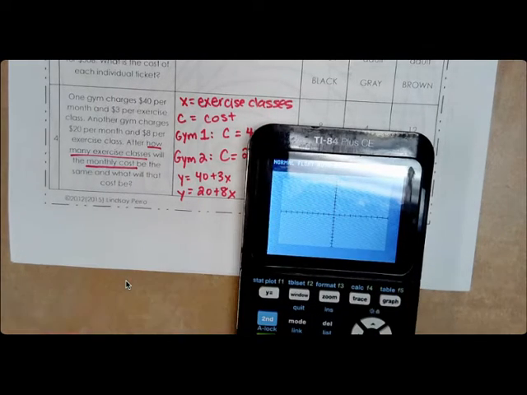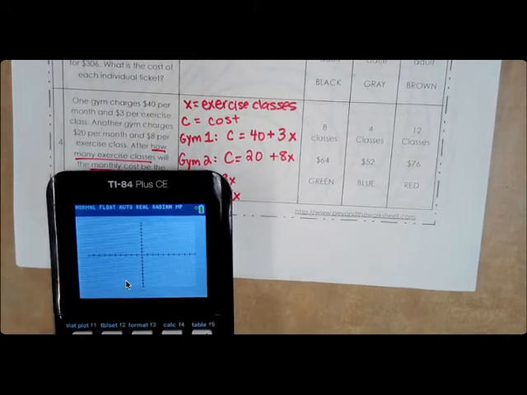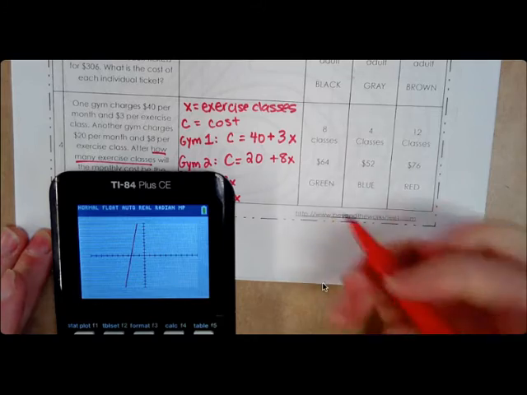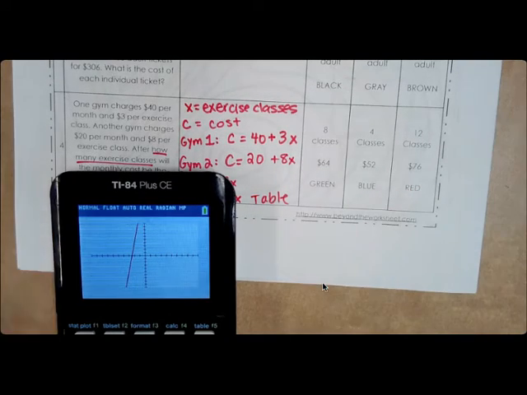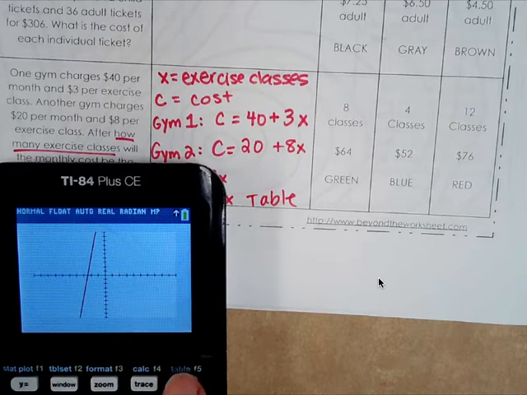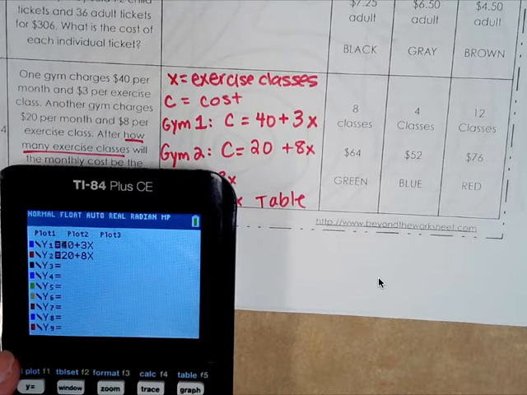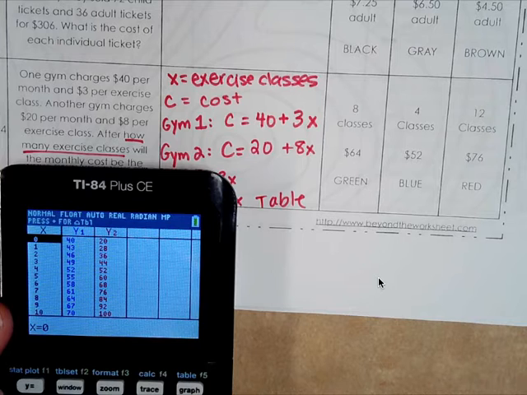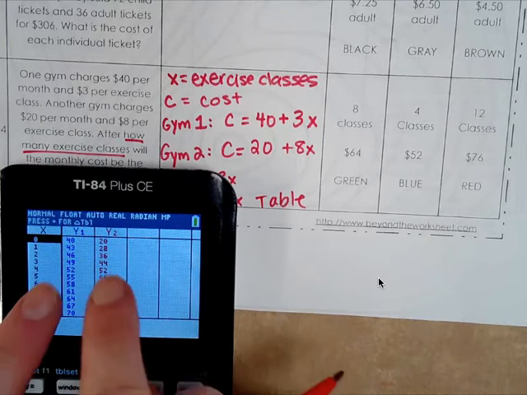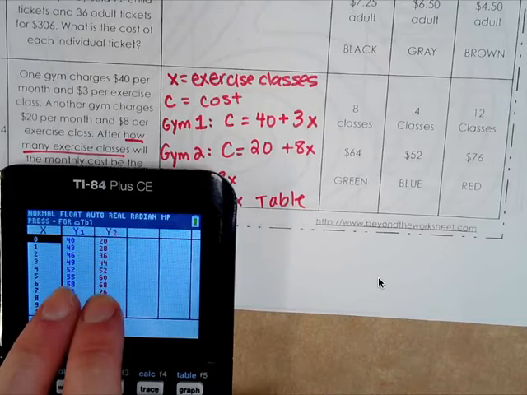And we want to see where they intersect. On the graph, I can't really see where they intersect. So we could do zooming out that way, or we could look at the table. Because when we look at the table, we're looking for where y1 is the same as y2. So go to your table of values. Where is y1 and y2 the same? 4? Yep.